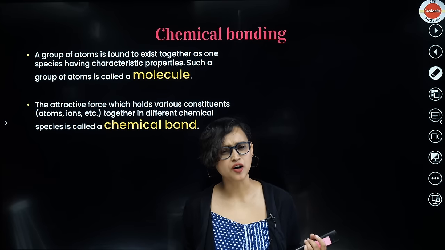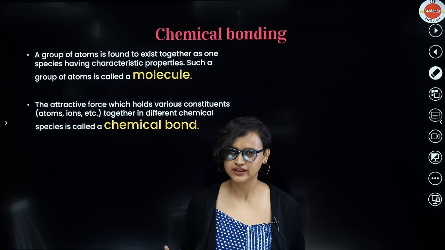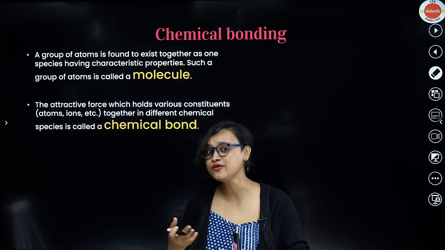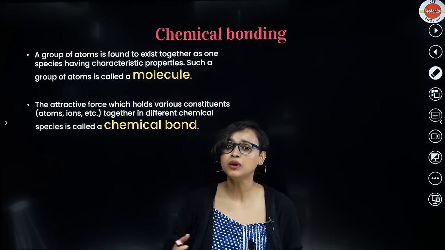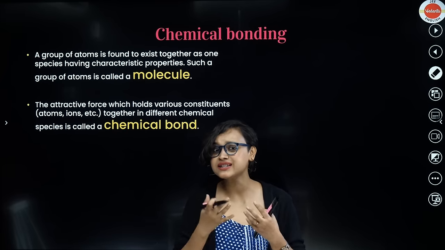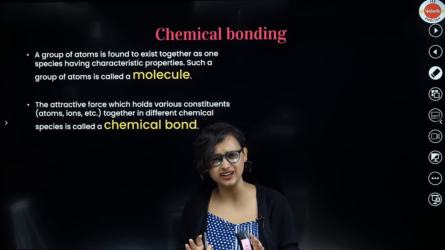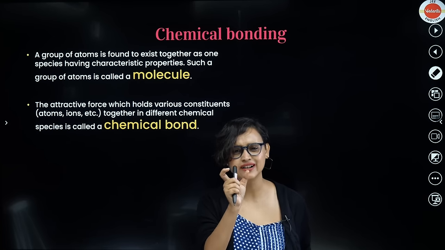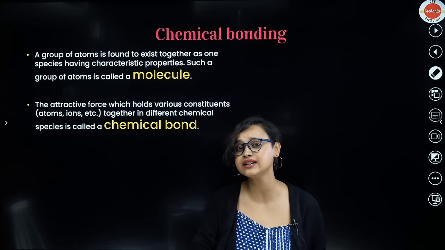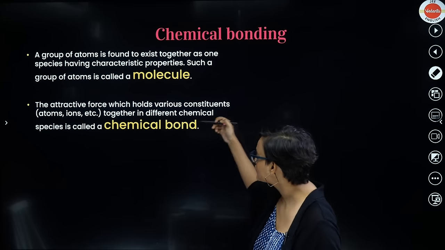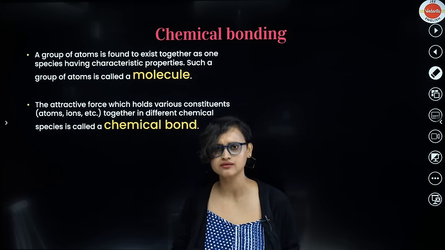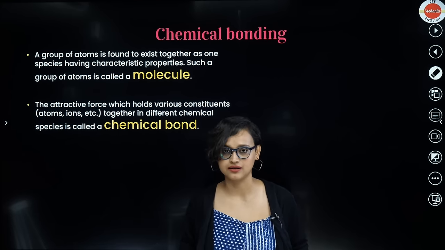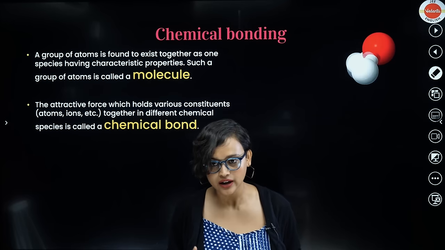Yes. So how do we define a chemical bond? The definition would be the attractive force. There is an attraction, right? Even in your family, you have an attraction with your mother or your father or your sibling. That is why you are staying together. Of course, you fight sometimes, but even then, it is an attractive force that bonds you all together. Very similarly, the attractive force which holds various constituents, atoms or ions, together in different chemical species is called a chemical bond.